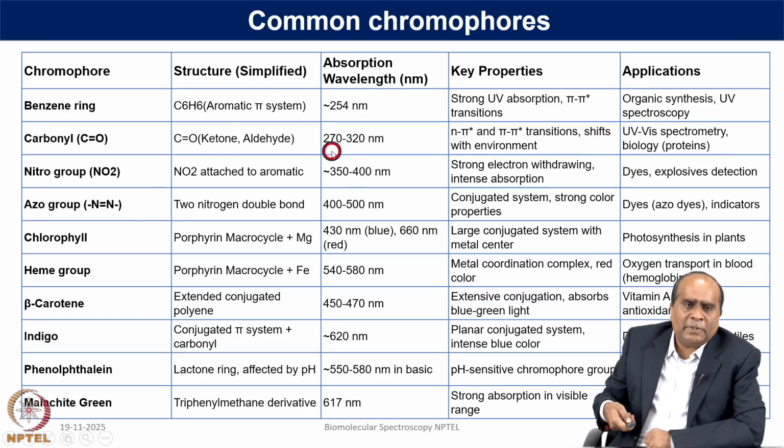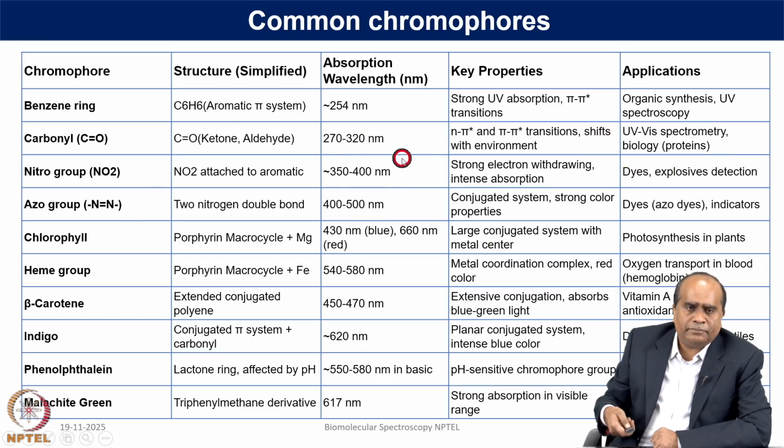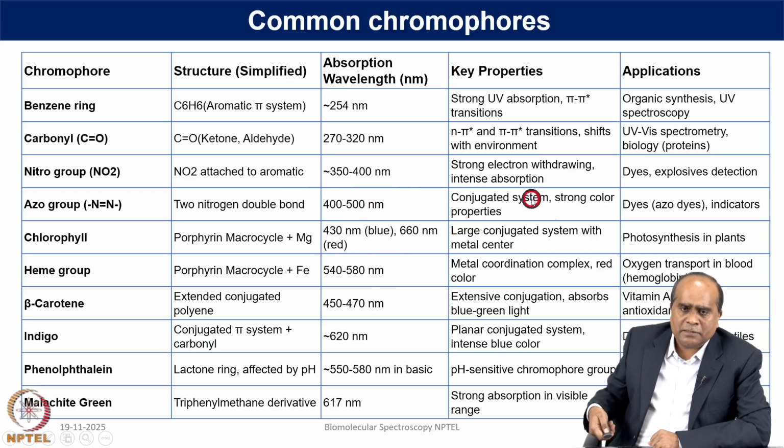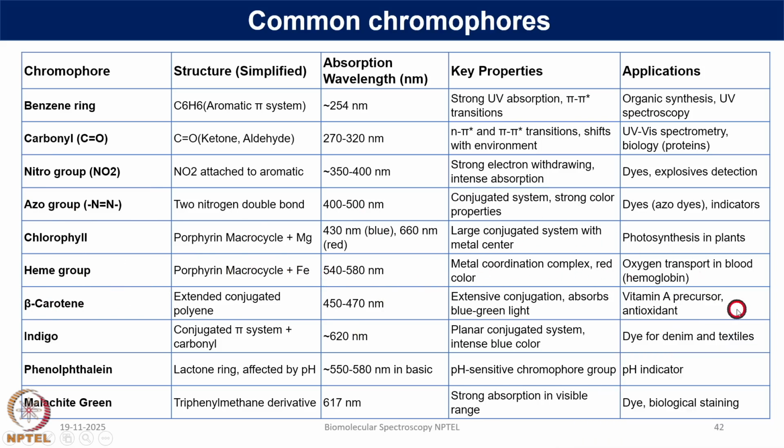The nitro group absorbs at 350 to 400 nm; it is a strong electron-withdrawing group, used in dyes or explosives. The azo group absorbs at 400 to 500 nm, again used in dyes. Chlorophyll, the porphyrin ring, absorbs at 430 and 600 nm; this is a large conjugated system with a metal center, and photosynthesis in plants is done by chlorophyll. The heme group, again a porphyrin ring, absorbs at 540 to 580 nm, a metal coordination complex; oxygen transport is done by hemoglobin.